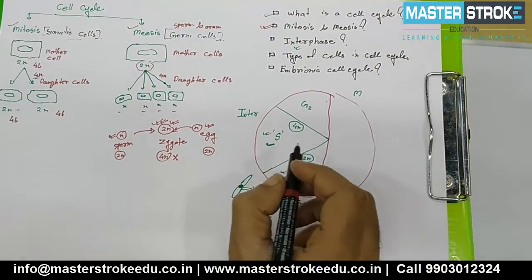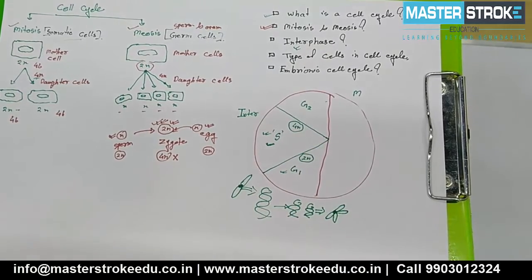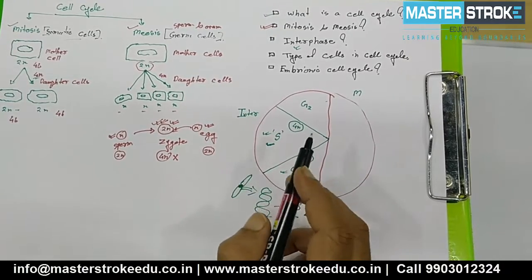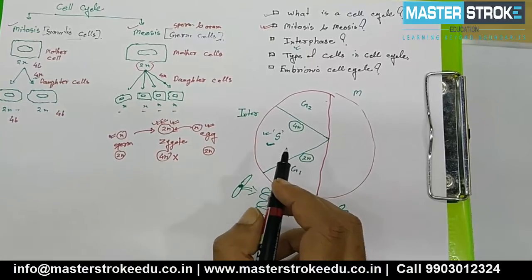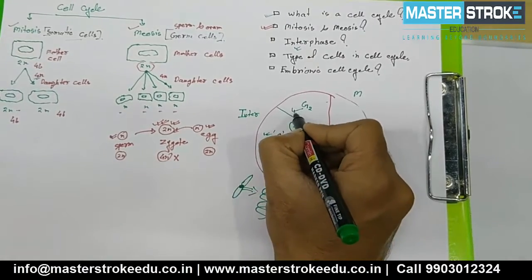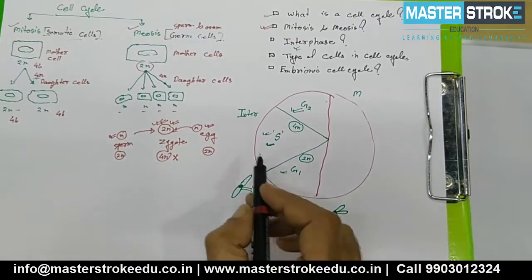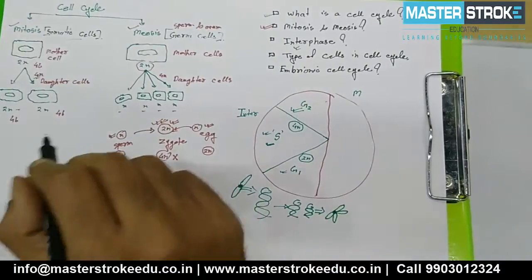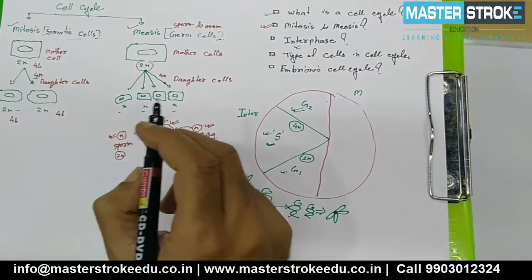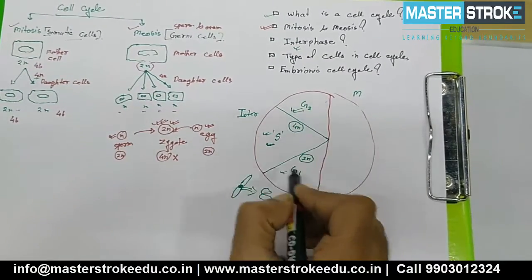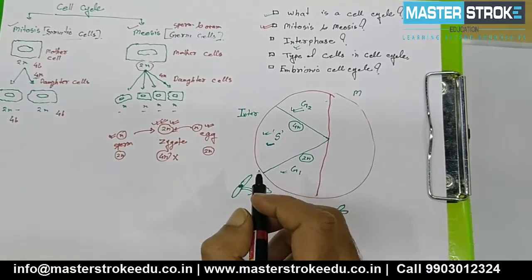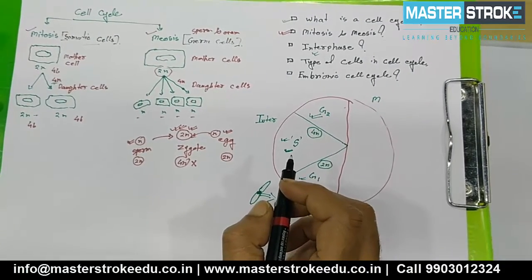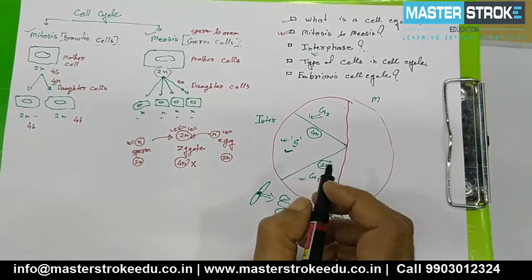Now after the S phase, it is very important to check the DNA for any misincorporated nucleotide. So the newly formed DNA is checked in the G2 phase. So that is the importance of the G1 phase, S phase and G2 phase, which together are known as the interphase.